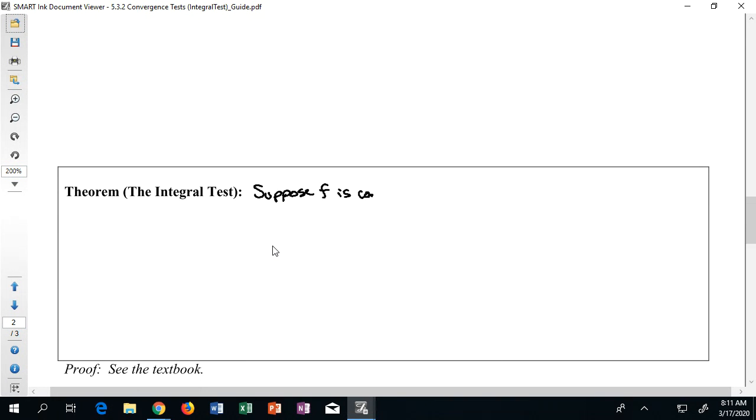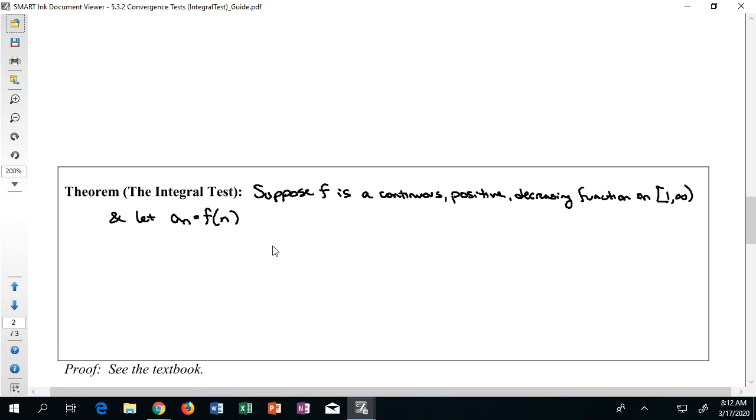So here's what we have. Suppose f is a continuous, positive, decreasing function on 1 to infinity, and let a sub n be equal to f of n. So again, I want to have this function be the matching function for the actual sequence. And I want to make sure that this function is continuous. 1 over x squared is clearly continuous on 1 to forever. Positive, meaning it's above the x-axis, which our function definitely was. And it needs to be decreasing.